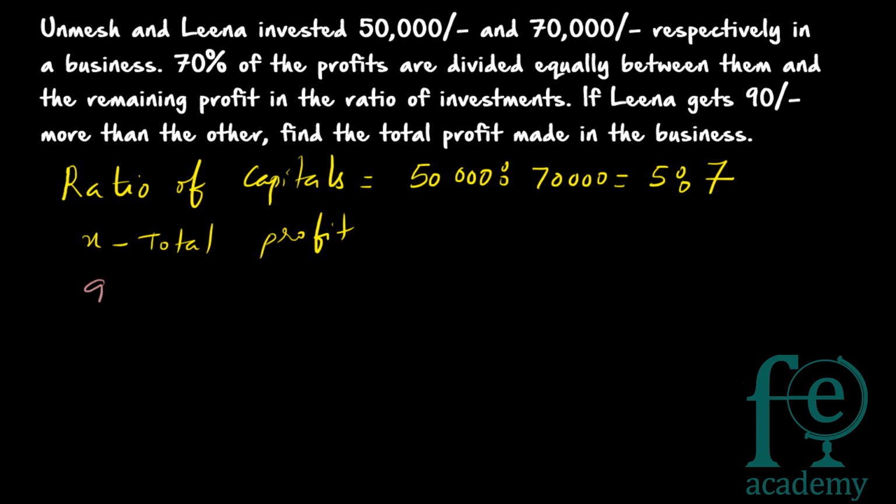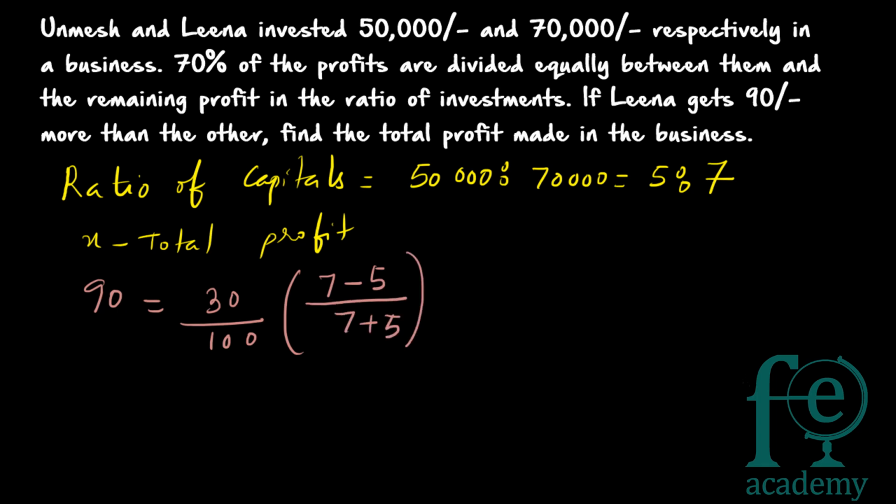So our formula was 90 is equal to, what is the percentage of the profits that are divided in the ratio of investments? It is 30%. 70% is divided equally. So that means 30% of the profits are divided in the ratio of investments. So 90 is equal to 30 by 100 into 7 minus 5 divided by 7 plus 5. In our formula, you have to write 7 minus 5 because 7 is bigger than 5. So 7 minus 5 divided by 7 plus 5 into X. So this is your formula.